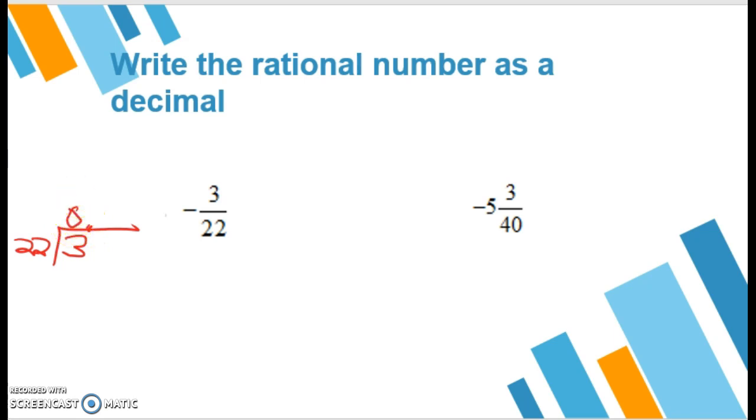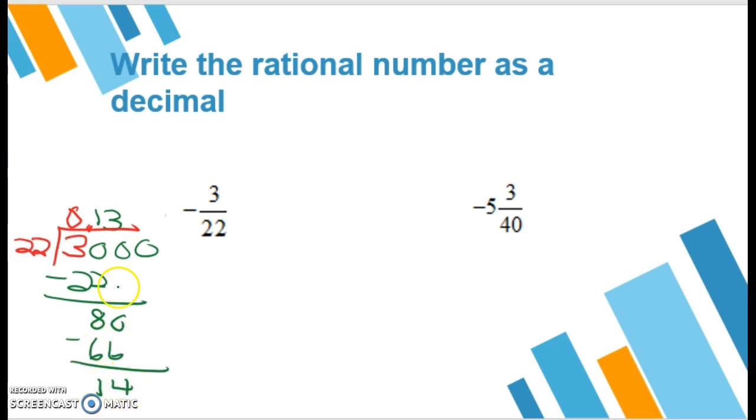I'll do it in a different color. And then I have to add a bunch of zeros on the end here, and I'm going to keep dropping those. So 22 goes into 31 time. That's 22. You subtract, you get 8. Drop down that. This is 3 times. That is 66. Subtract, you're at 14. Drop down another 0. And I'm only going to make you go about 2 decimal spots on these. So then your final answer here would be -0.13.